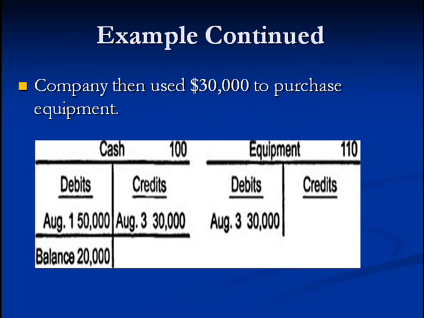Continuing this example, we see that the company uses $30,000 of these loan proceeds to purchase equipment. The reduction to cash comes from a credit entry, and the debit entry increases the balance of the equipment ledger, accounting for the new equipment. Remember, cash is an asset, as is equipment. A credit entry reduces an asset item, and a debit entry increases an asset item.